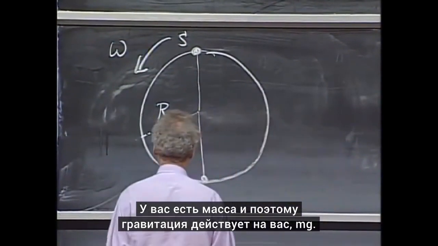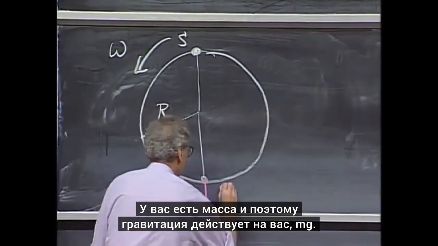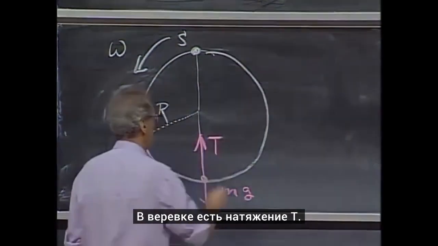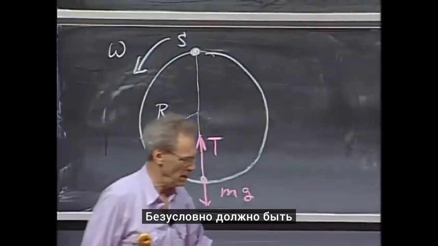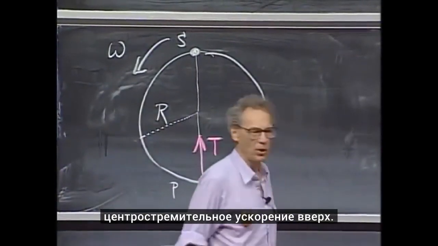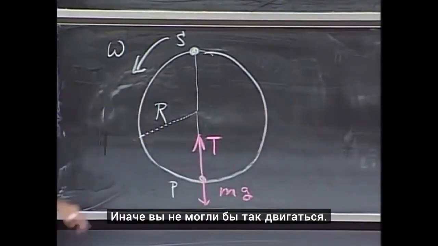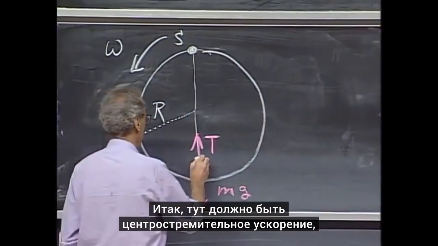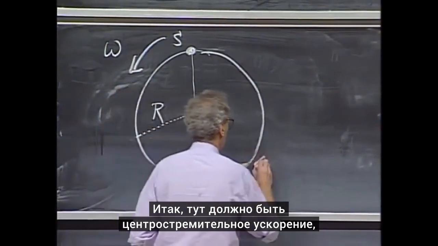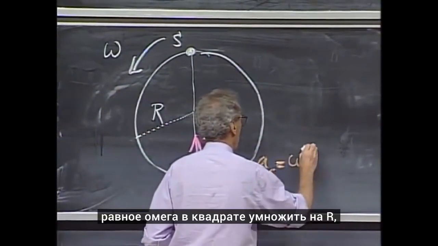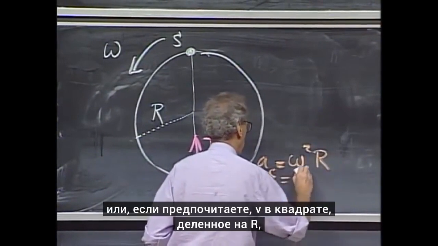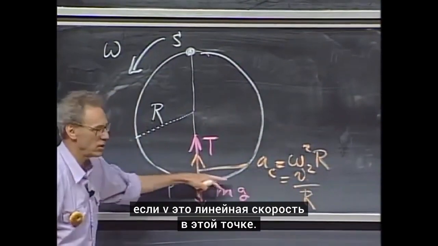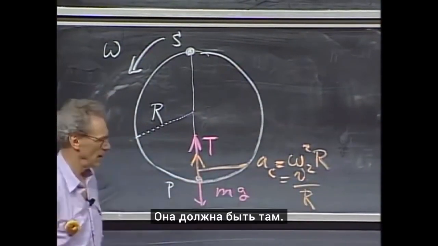You have a mass, and so gravity acts upon you, mg. There is tension in the string, T. There must be, this is non-negotiable, a centripetal acceleration upwards. Otherwise, you could never do this. Remember from the uniform circular motion. So there must be here a centripetal acceleration which is omega squared r, or if you prefer, v squared divided by r, if v is the speed, tangential speed at that point. It must be there.